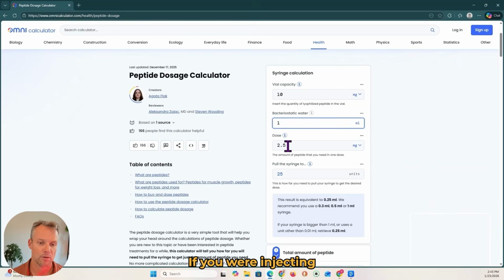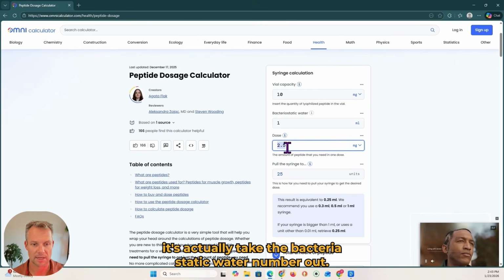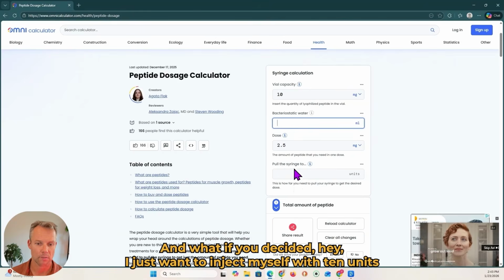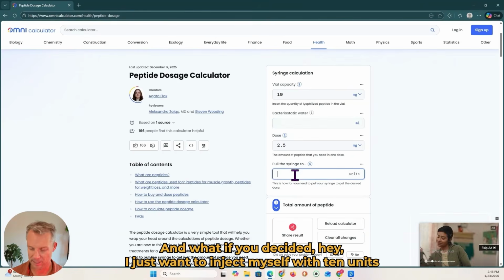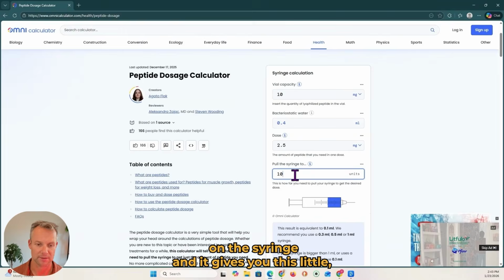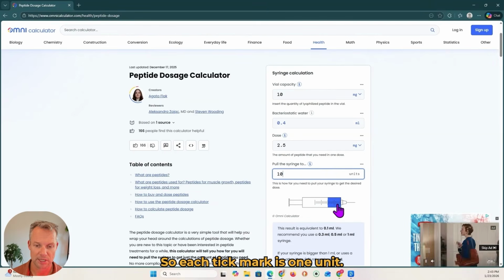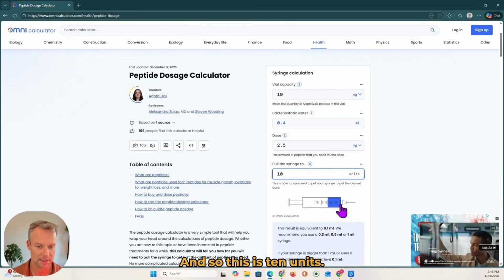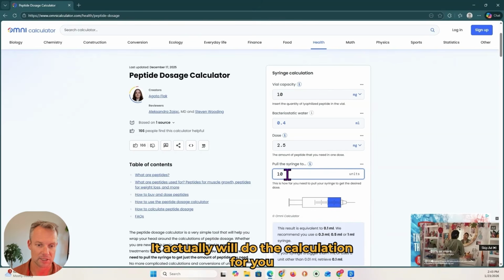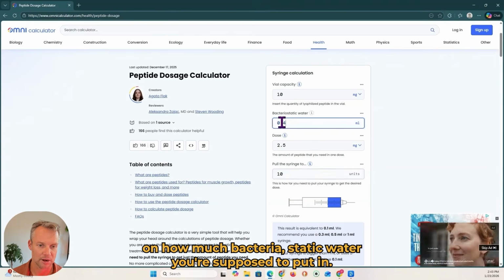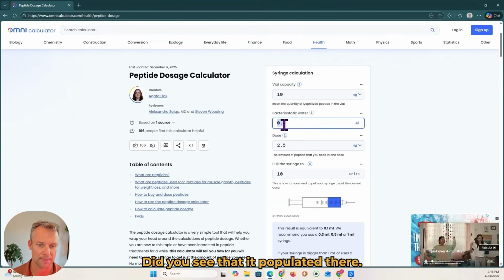Let's actually take the bacteriostatic water number out. What if you decided, hey, I just want to inject myself with 10 units on the syringe? It gives you this little image here. Each tick mark is 1 unit, so this is 10 units. It actually will do the calculation for you on how much bacteriostatic water you're supposed to put in. Did you see that? It populated there.